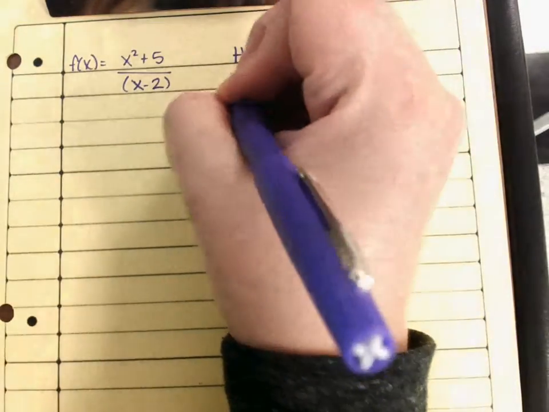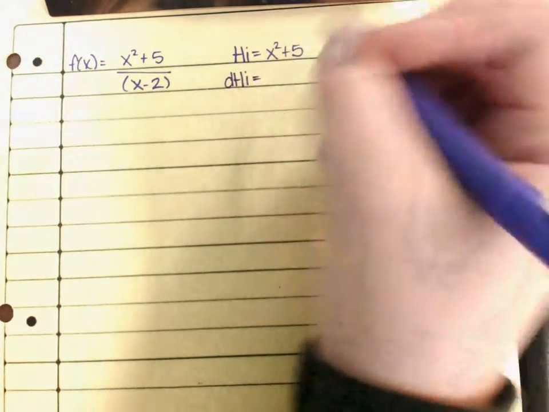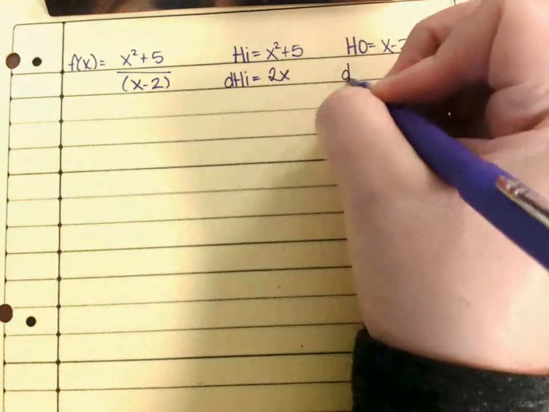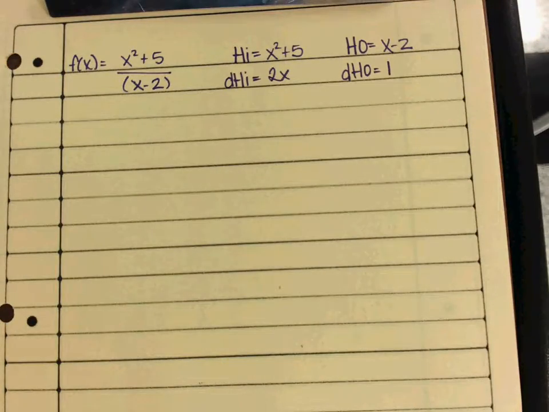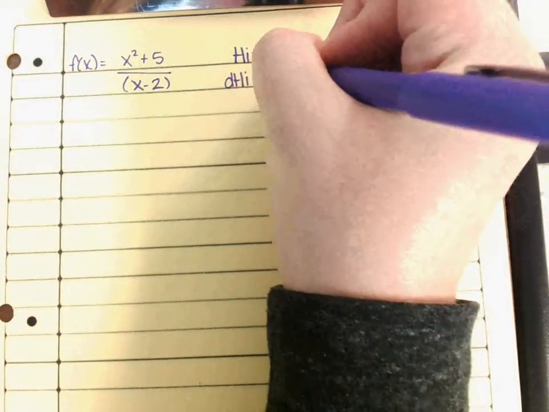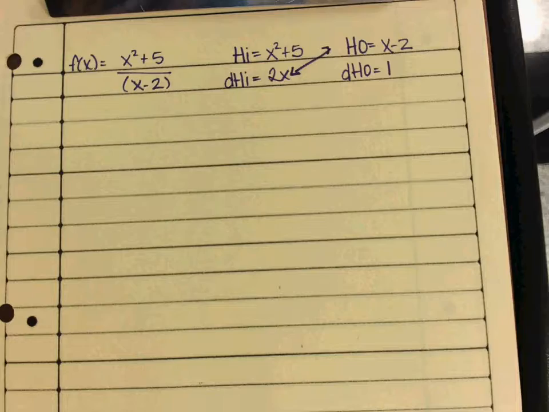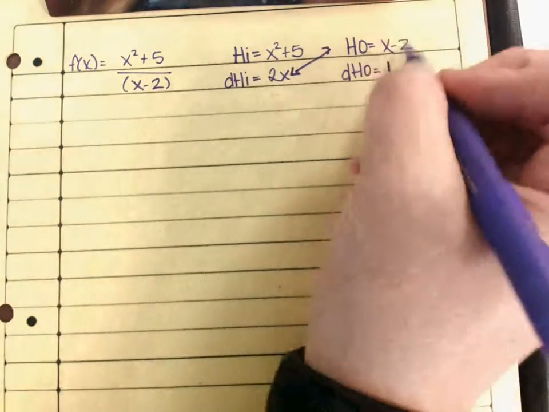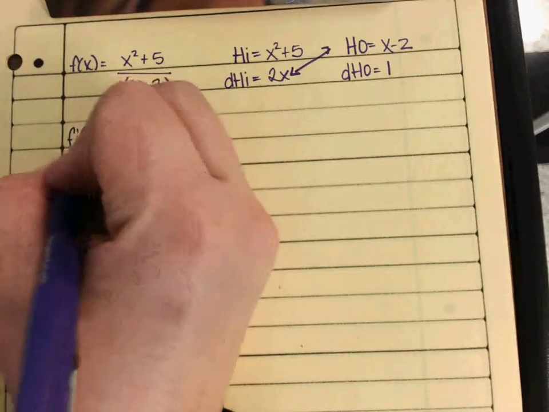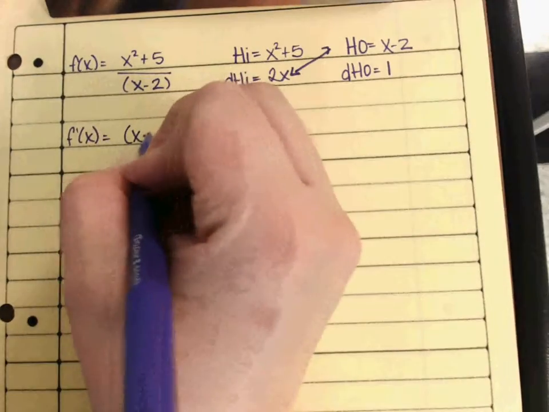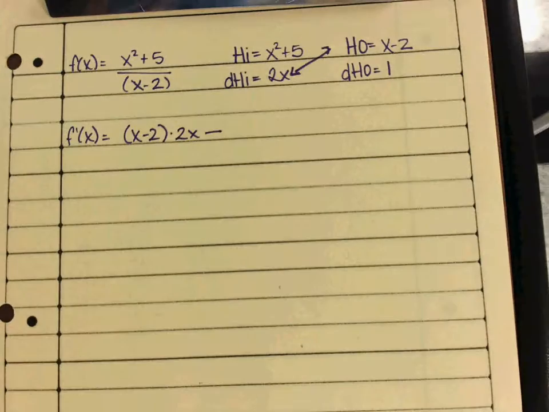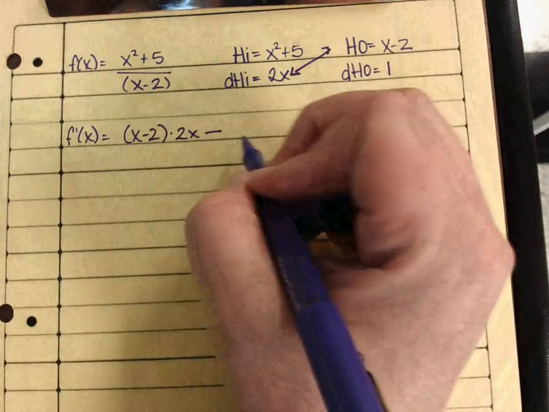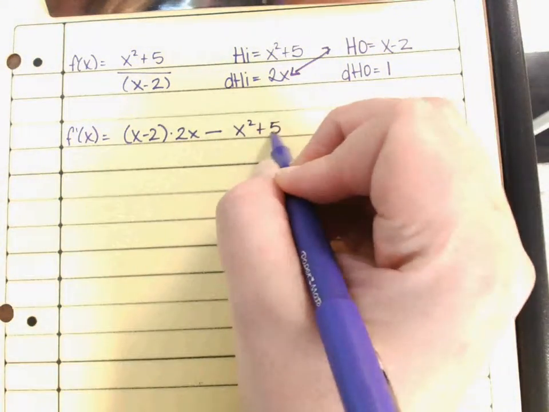What is the derivative of the top, d high? What is d ho? The derivative of x minus 2 is 1. Okay, then remember, it's ho d hi minus hi d ho. So it'd be 2x times x minus 2. Go ahead and label it. Minus, remember, quotient rule is a subtract in the middle. And then it'd be x squared plus 5 times 1.